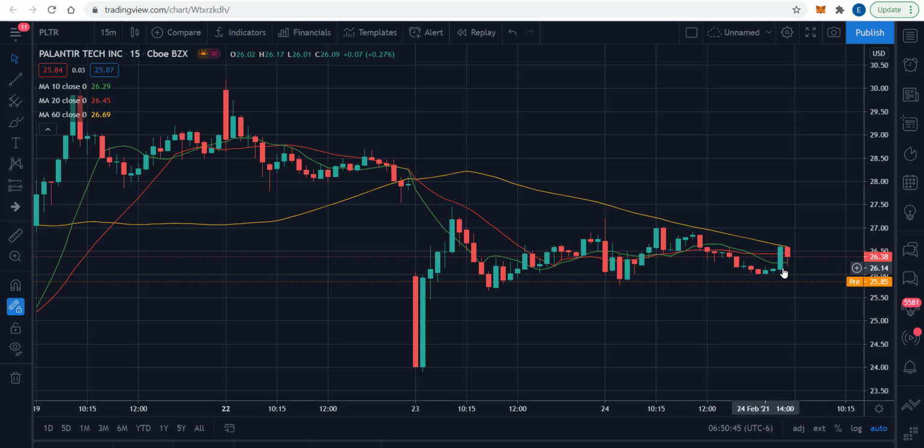And here at the 15-minute level, you do see, even though the 60, the 20, and the 10 are all in line, price has gone through both the 10 and the 20. It's touching the 60-period line.